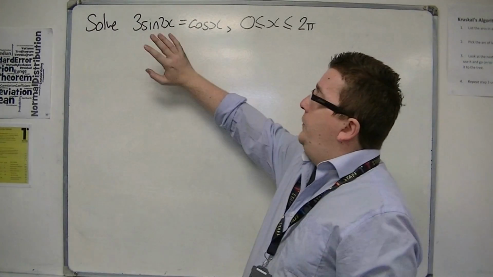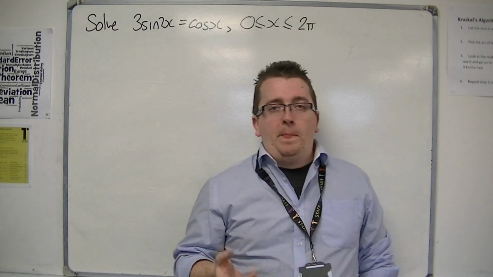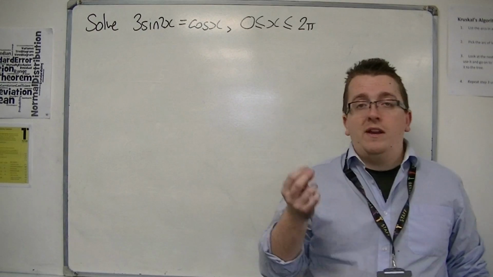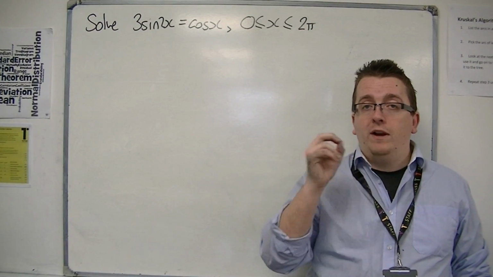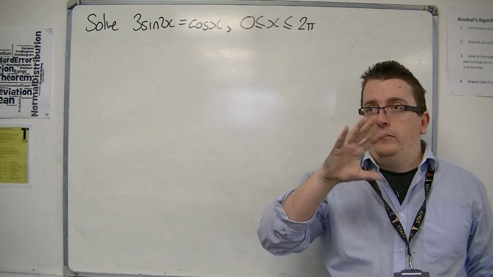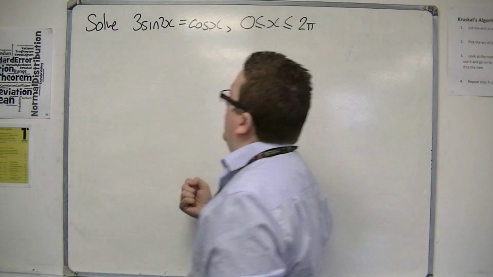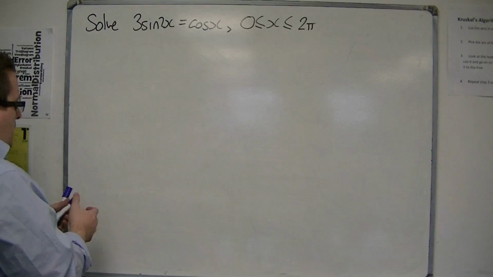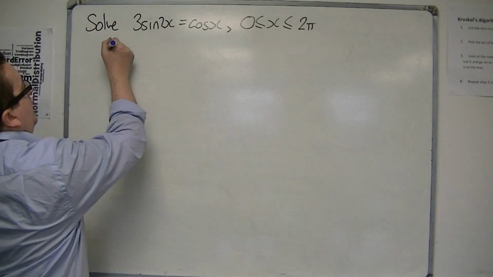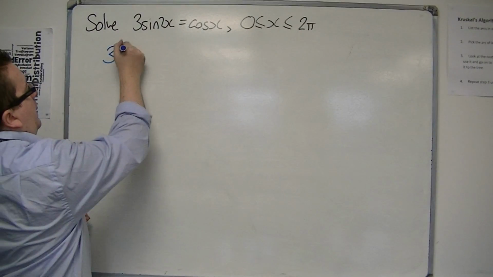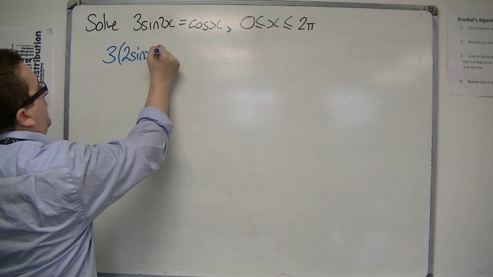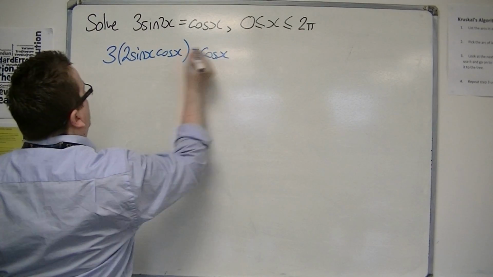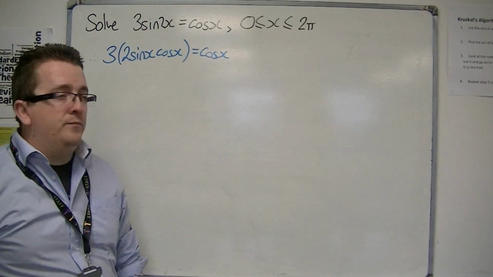So first thing to notice is you've got a sine 2x. Whenever a sine 2x or cos 2x come along, you should recognise that you have ways of writing them in terms of sine and cosine, rather than sine 2x or cos 2x. So sine 2x is 2 sine x cos x. So I can rewrite this as 3 lots of 2 sine x cos x is cos x. Okay, so that's the first step here.